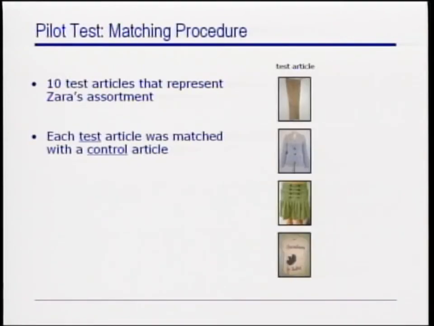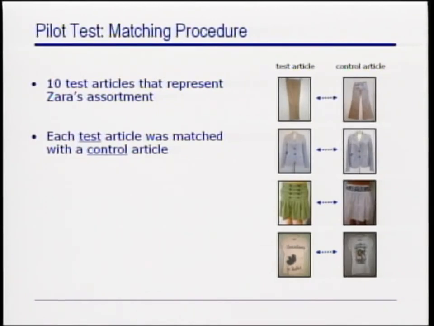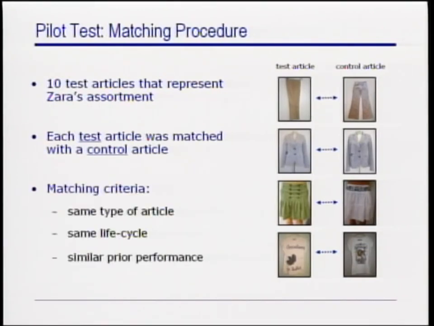For the pilot, 10 articles of the women's section were selected by a senior Zara manager as a test bed for the new process. These articles were selected with the goal of constructing a representative sample of Zara's assortment. Each test article was then matched with a control article, and the idea was to pair articles that were as similar as possible. Therefore, we matched them based on their type, the life cycle, and their sales performance prior to the beginning of the pilot.